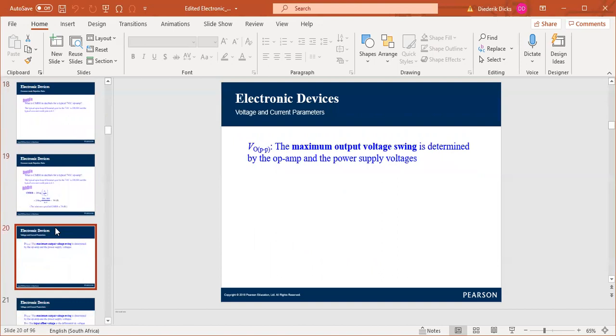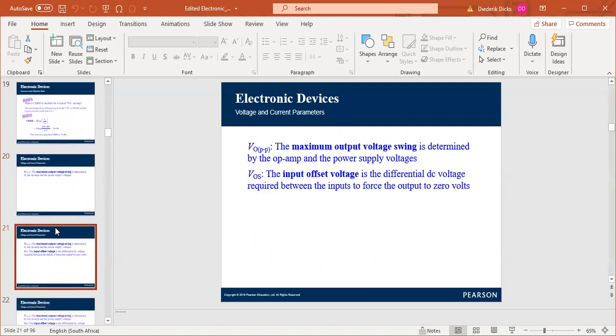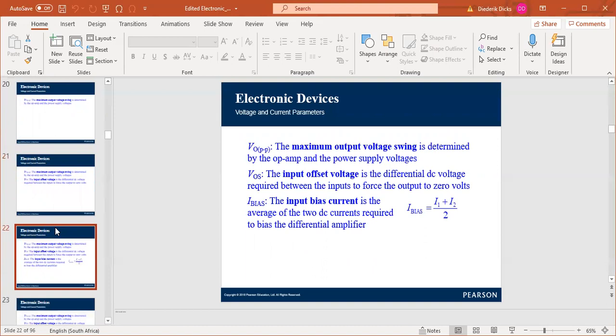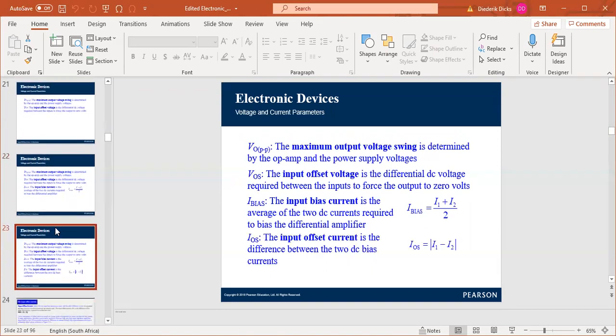The following concepts you need to understand and need to know. The maximum output voltage swing is determined by the op-amp and the power supply voltages. The input offset voltage is the differential DC voltage required between the inputs to force the output to 0 volts. I bias, or the input bias current, is the average of the two DC currents required to bias a differential amplifier. And IOS, the input offset current, is the difference between the two bias currents.